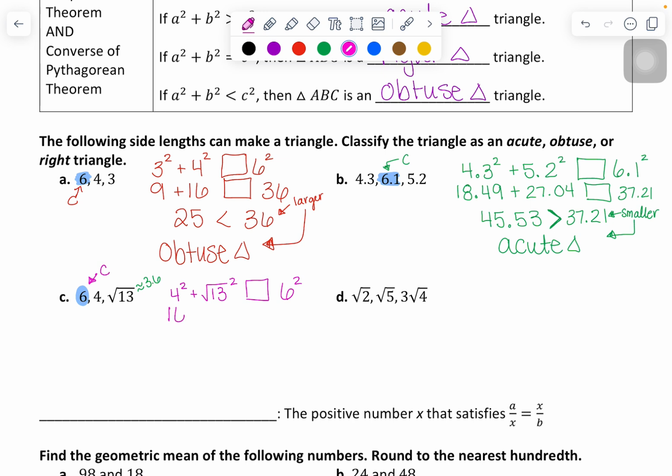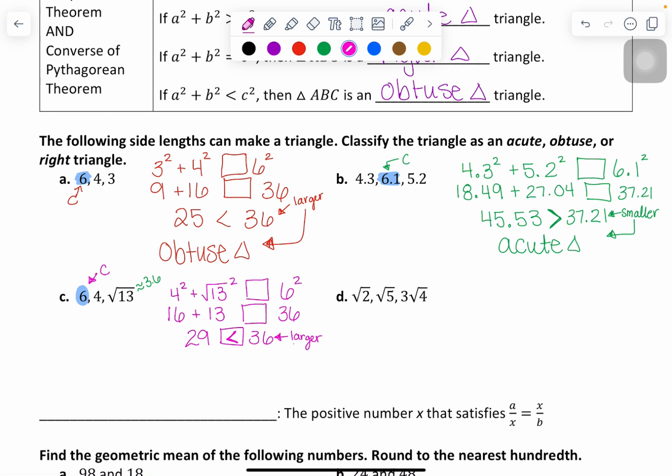4 squared is 16. Plus square root of 13 squared is 13, because the square and the square root cancel. 6 squared is 36. 16 plus 13 is 29. 29 compared to 36. 29 is definitely smaller, which means 36 is definitely larger. And if c squared is larger, then it is an obtuse triangle.